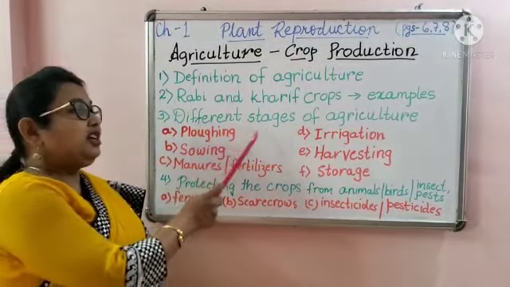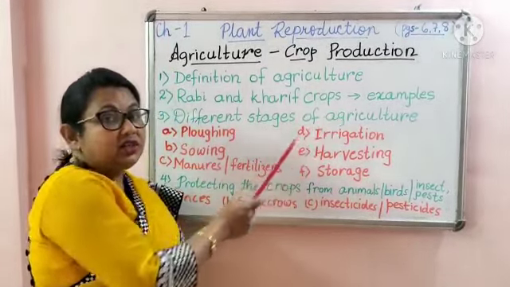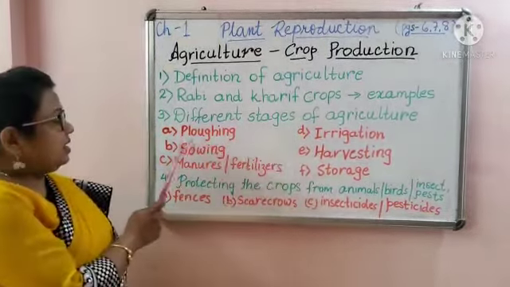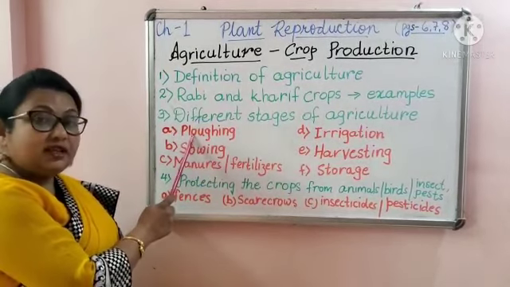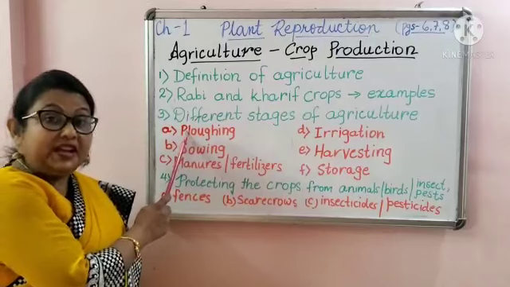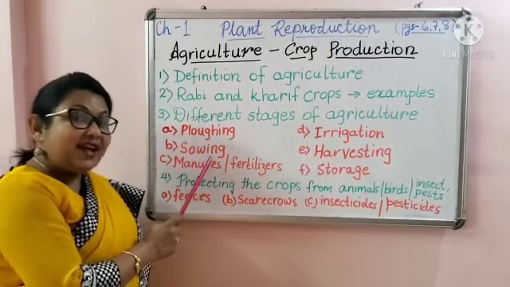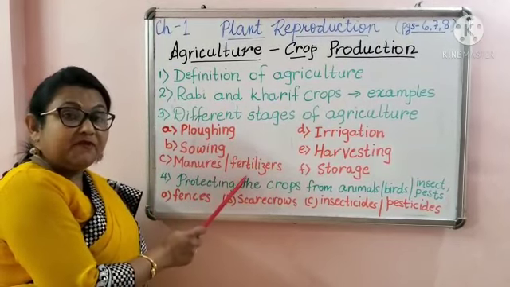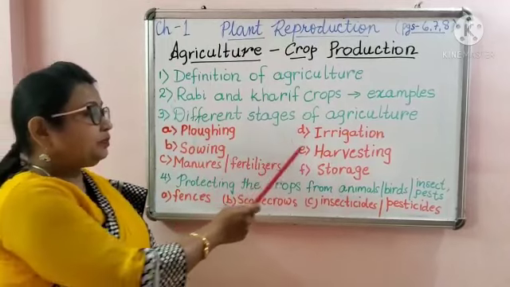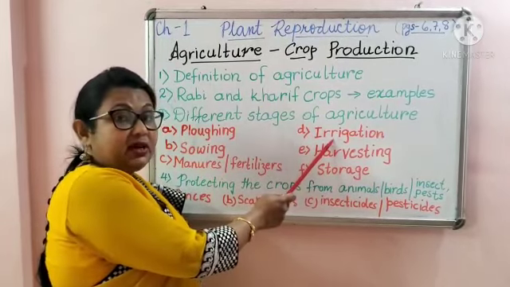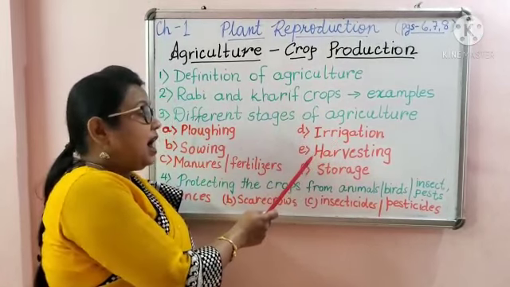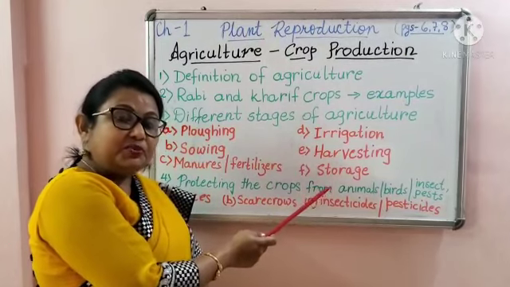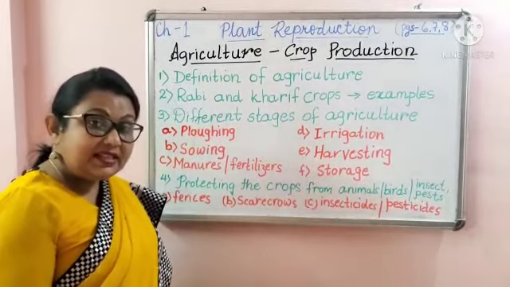Then we learnt about the different stages of agriculture. Children, these are very important. You must write them in proper order, one after the other. First one is plowing, making the soil loose in order to make it breathe. Sowing of healthy seeds for good crops. Adding manures and fertilizers to keep them free from pests and insects. Then irrigating the crops, providing water to the crops. Harvesting the ripe crops, and then storage for future use and to protect them from birds, animals and insects.